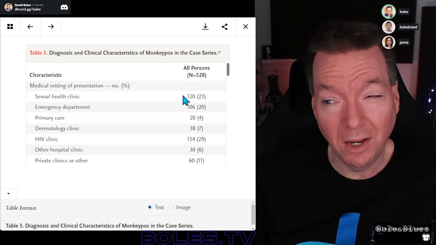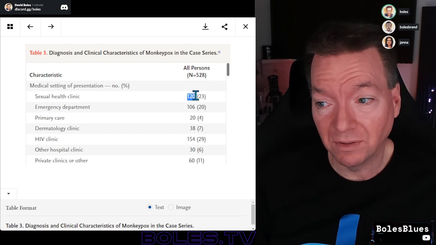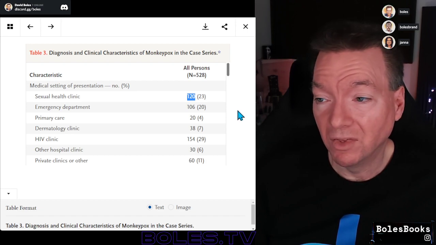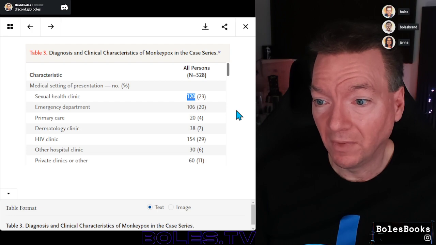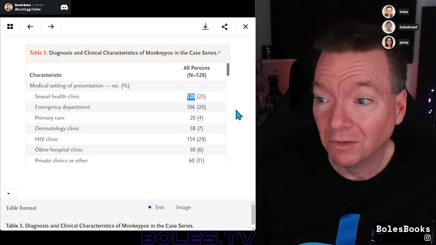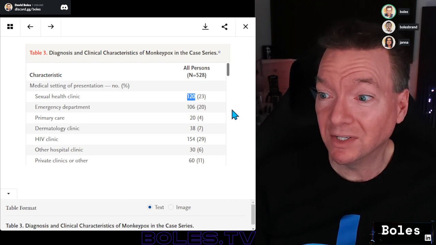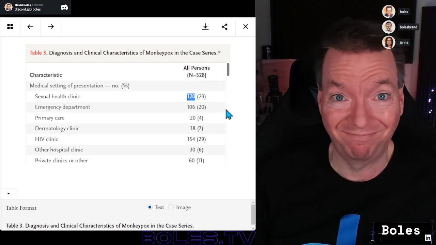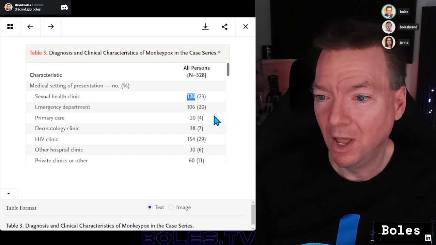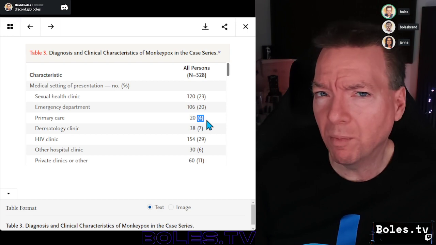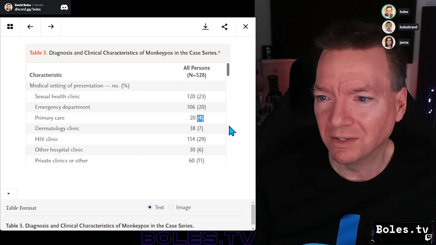So a health clinic, not a private doctor's office, 120 people, 23%, that's where they get discovered for having monkeypox. The ER, 20%. So it scares people enough that they go to the ER and say, "What is this?" And they do a test, and hey, it's a monkeypox. Fascinating. Primary care is only 4%.